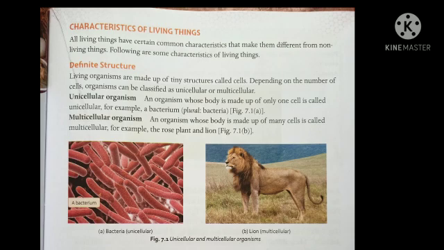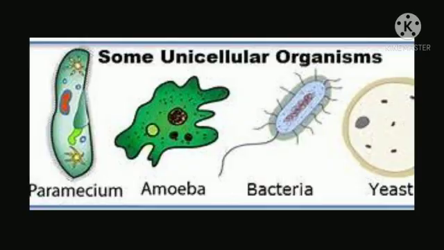Now the first topic is definite structure of the organism. So students, living organisms are made up of tiny structures that are called cells. Depending on the number of cells, the organism can be divided as unicellular or multicellular. There are organisms made up of just one cell. An organism whose body consists of only one cell is called a unicellular organism. For example, bacteria, amoeba, paramecium, etc.